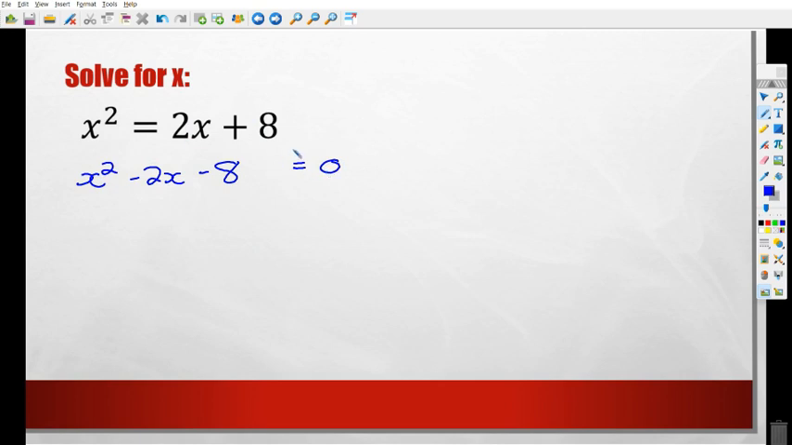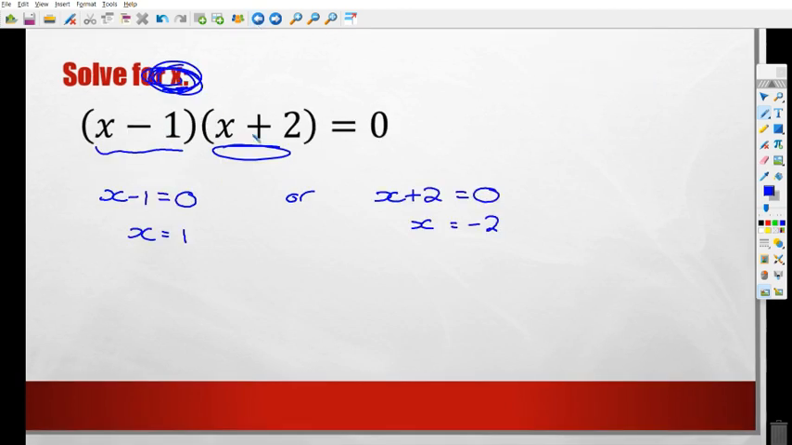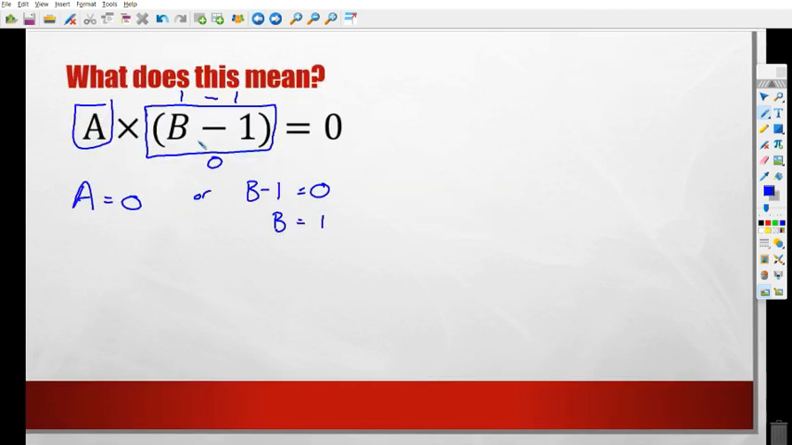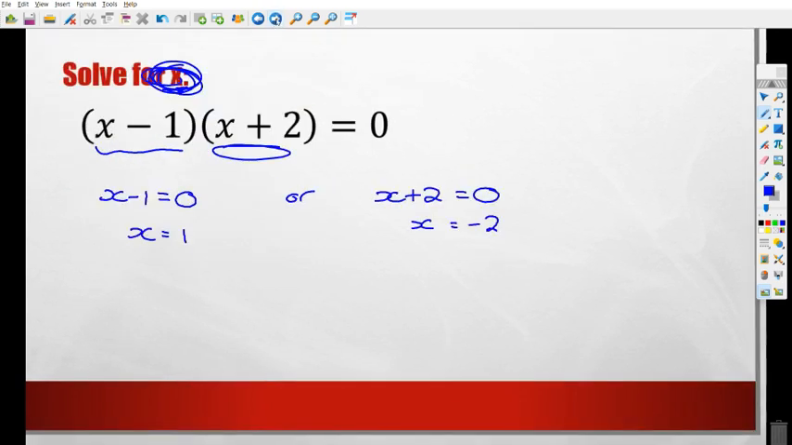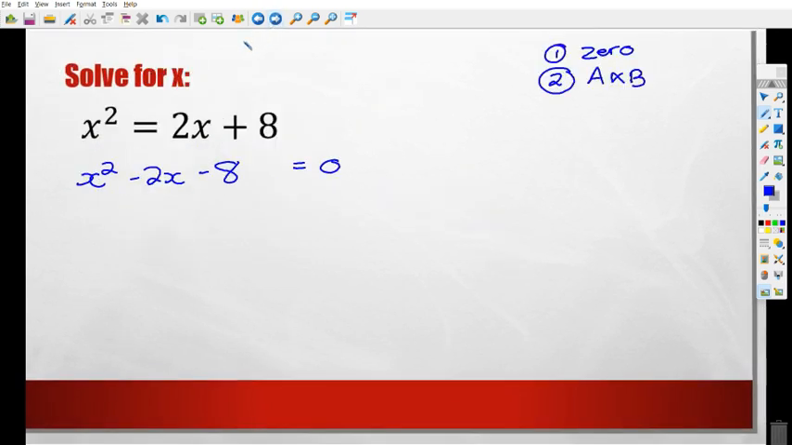But what else do I need for a quadratic equation? I need a 0, number 1. Number 2, I need something multiplied by something. Remember? Something times something. Can you guys see the pattern? Please, can you see the pattern?